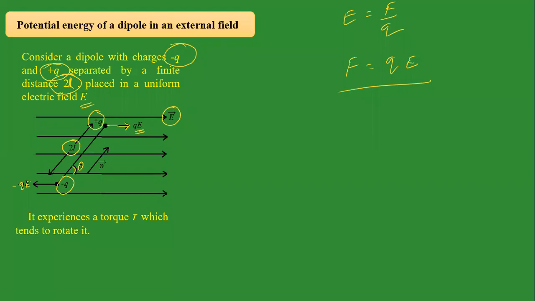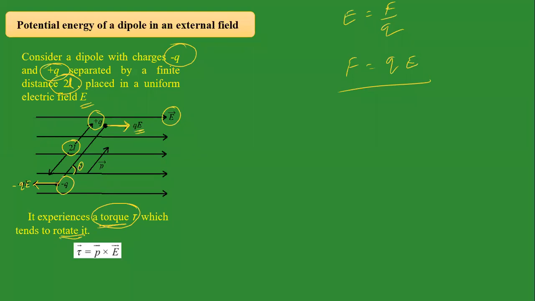This dipole experiences a torque, and because of this torque, it rotates. You can see here, this is the force on charge plus q, and this is the force on charge minus q. Both the forces are equal and opposite. So the dipole experiences torque, so it tends to rotate.